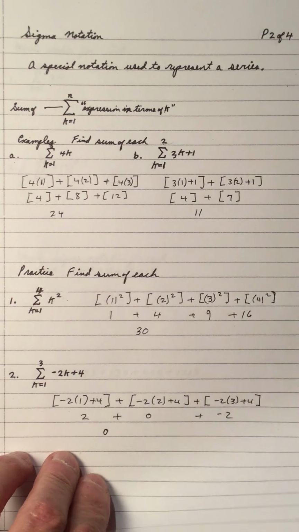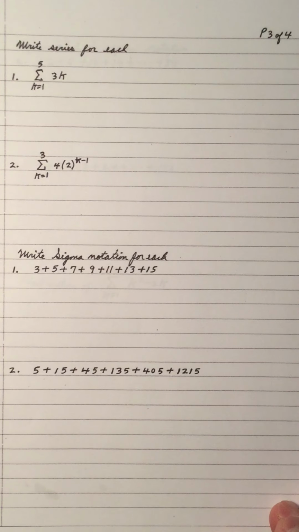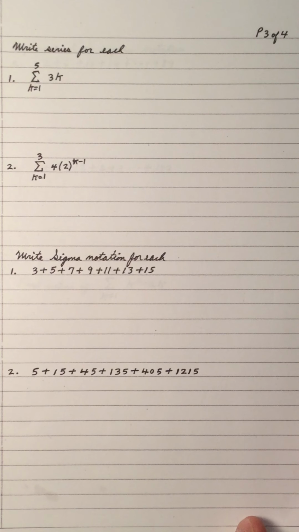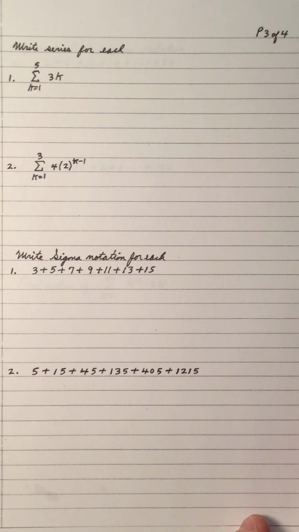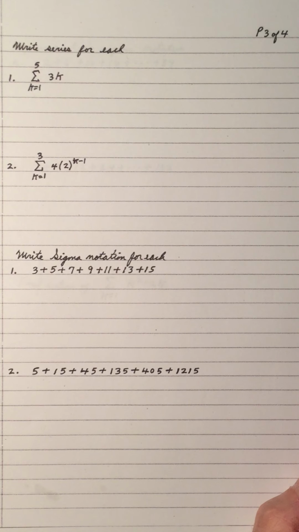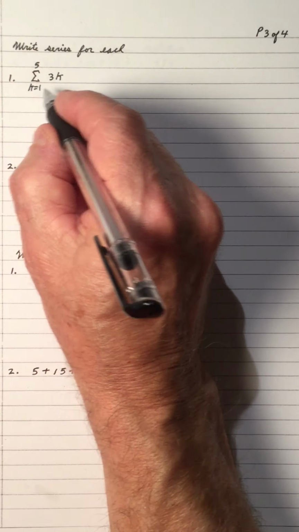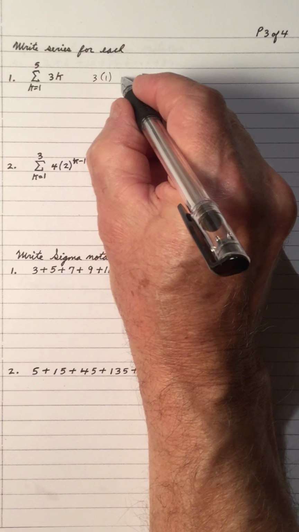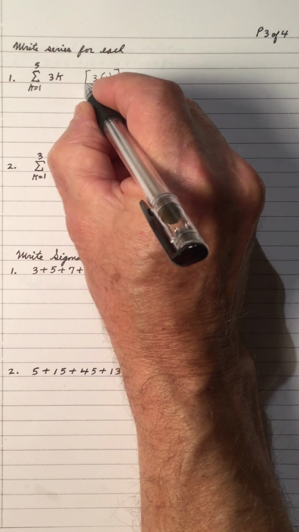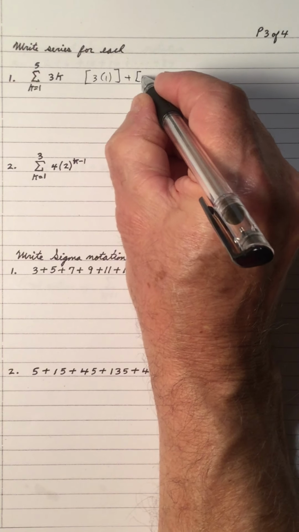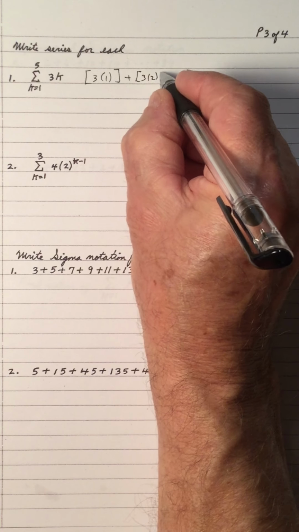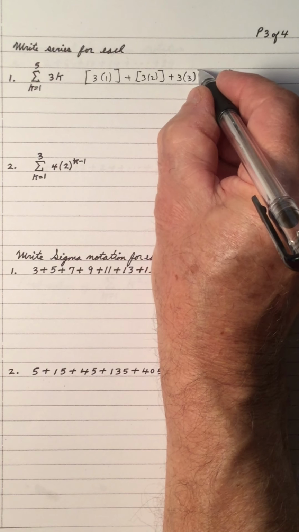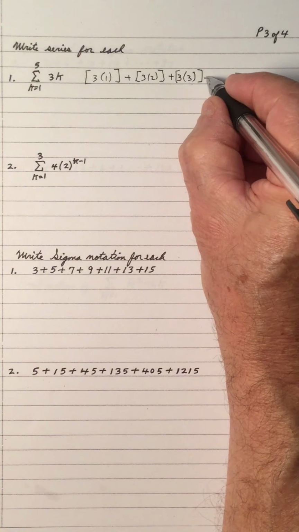Let's continue with sigma notation. Write the series for each. So now we're going to write a series for each. Same thing, only when we get all the answers, instead of adding them all up, we're going to write a series. So when K is 1, we get 3 times 1. Notice I'm going to put square brackets. Let's do it once. Now I'm going to do K is 2. K is 3. K is 4.